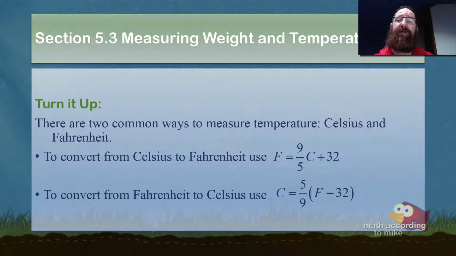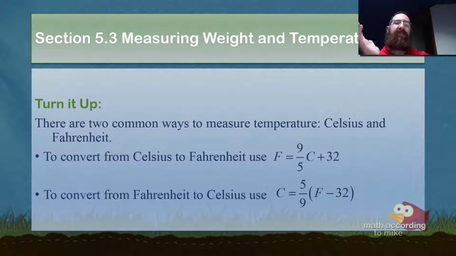To convert from Celsius to Fahrenheit, meaning you know Celsius and you want to know Fahrenheit, you would use the formula F equals 9/5 C plus 32. And to convert from Fahrenheit to Celsius, you would use the formula C equals 5/9 times the quantity F minus 32. So notice the parentheses there.